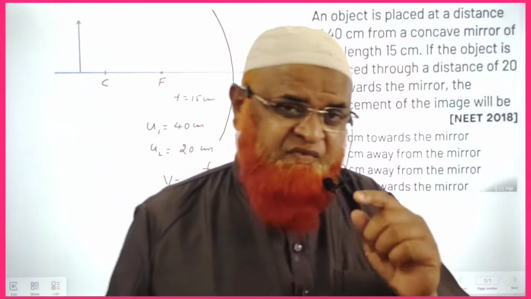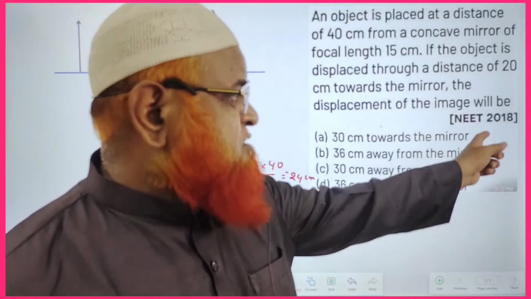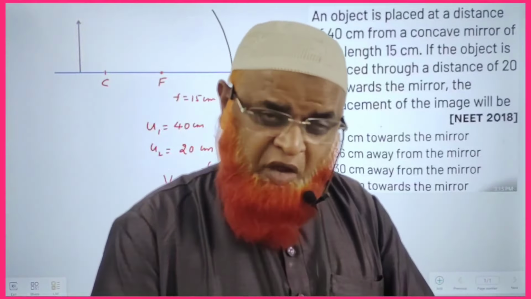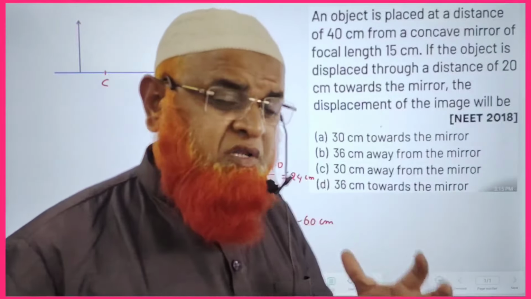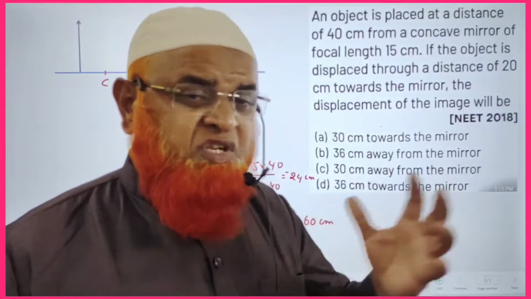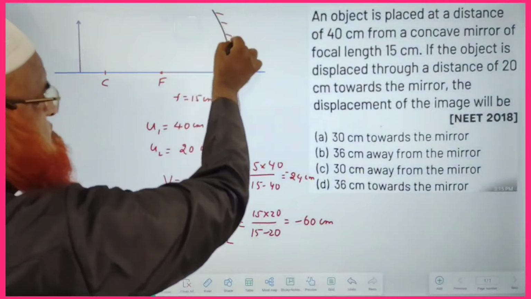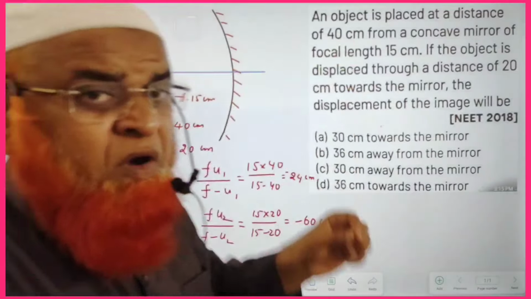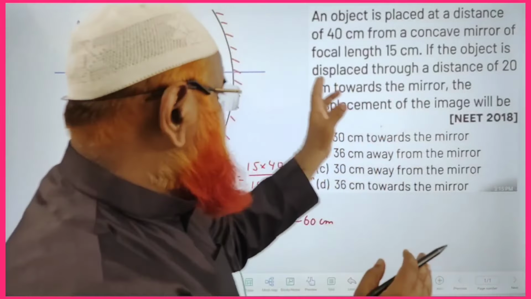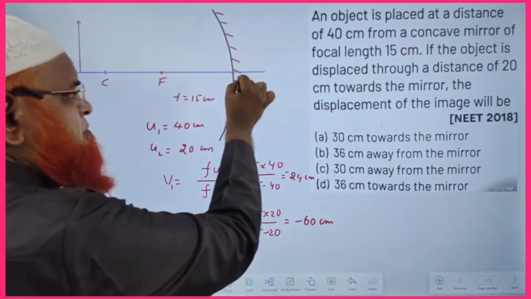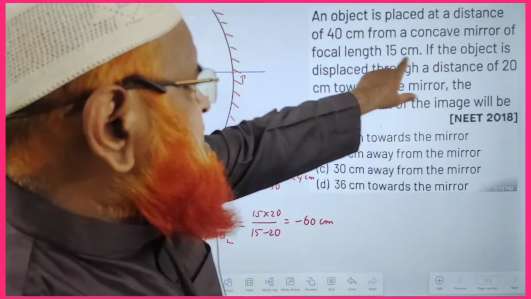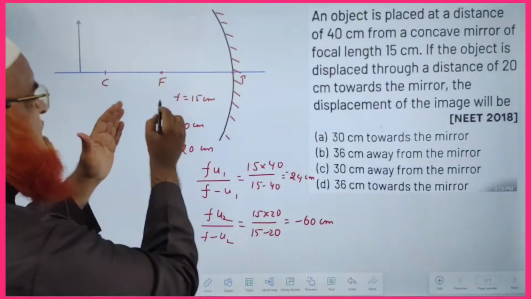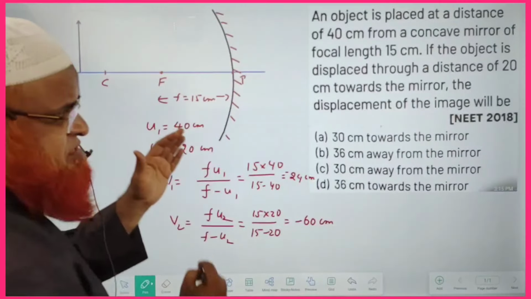My dear students, this is a previous year question asked in NEET 2018. Okay, there is a simple shortcut to solve this problem, which is very amazing here. Let us see what the shortcut is. First of all, try to understand here. This is a concave mirror, and the object is placed at a distance of 40 centimeters from the pole of the mirror. This is going to be the pole of the mirror, and here the focal length of the mirror is just 15 centimeters.